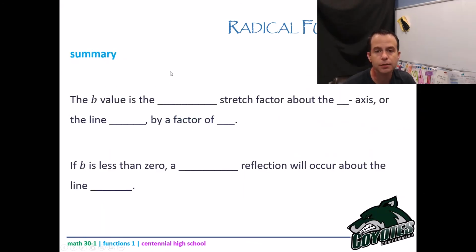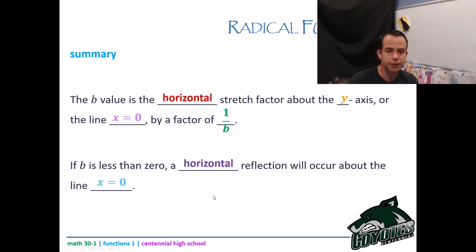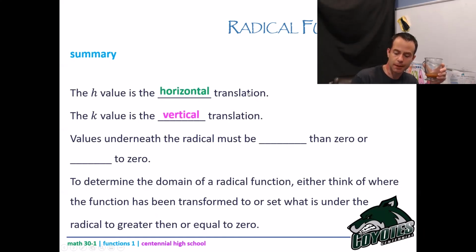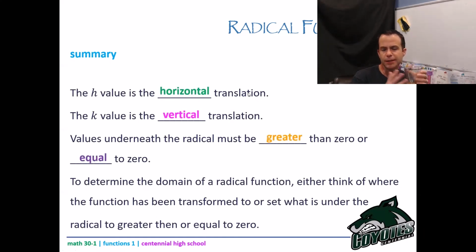The b value is the horizontal stretch factor about the y-axis, or you can call it the line x equals 0, by a factor of 1 over b. It's always the reciprocal. The stretch factor is always the reciprocal of b. If b is less than 0, we have a horizontal reflection against the line x equals 0, or if you prefer the y-axis, that's totally fine as well. The h value is the horizontal translation. The k value is the vertical translation. Values underneath the radical must be greater than or equal to 0. And then to determine the domain, you can either think of where the function has been transformed, or just set whatever is underneath the radical to be greater than or equal to 0.